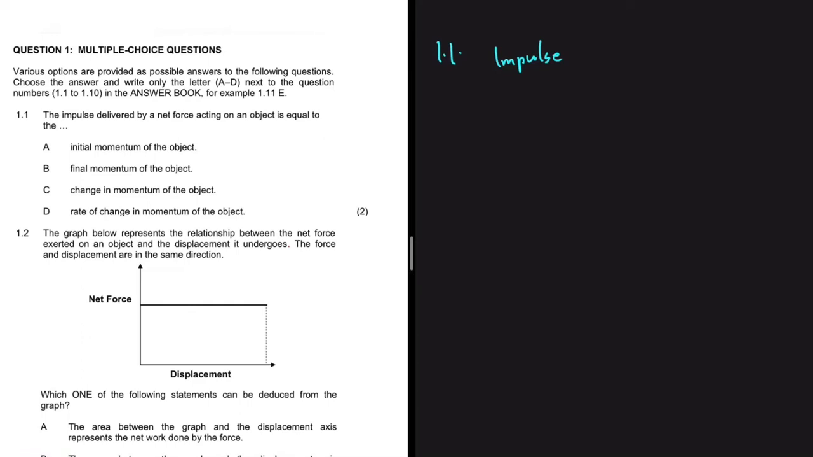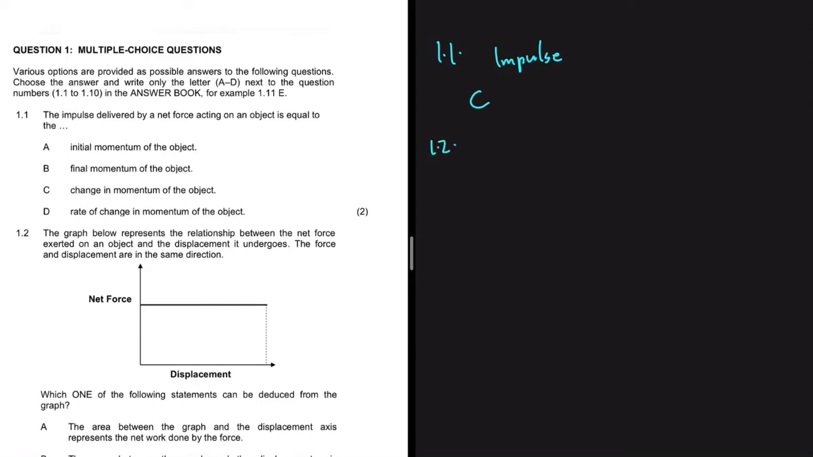We know that the answer is C, right? Impulse is the change in the momentum of an object. And then D says the rate of change in momentum of the object. That is the net force itself, right? The rate of the change in the momentum. Here we're only interested in the impulse, which is the change in the momentum of an object.